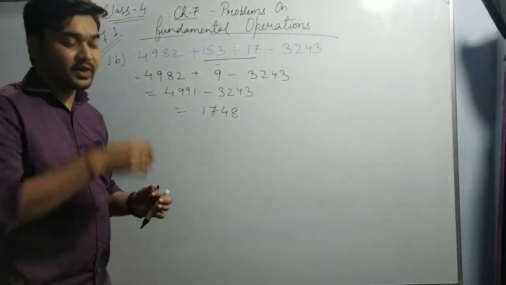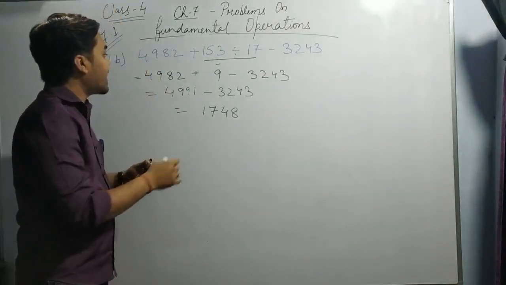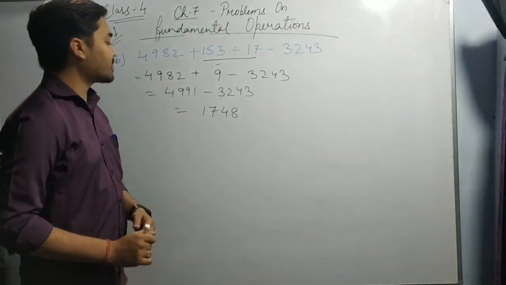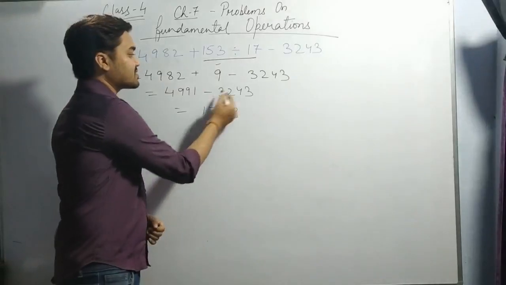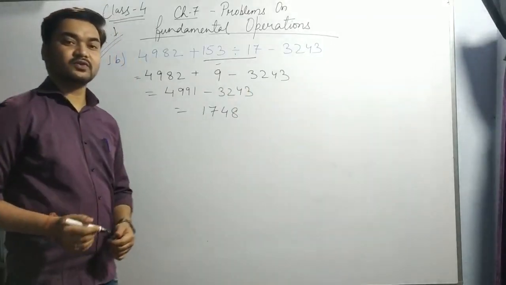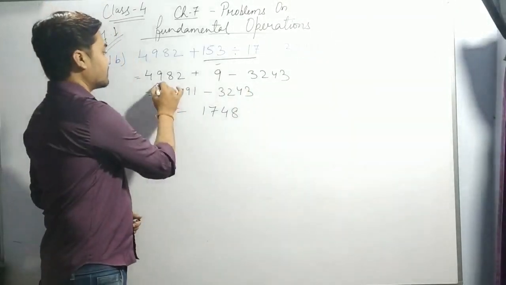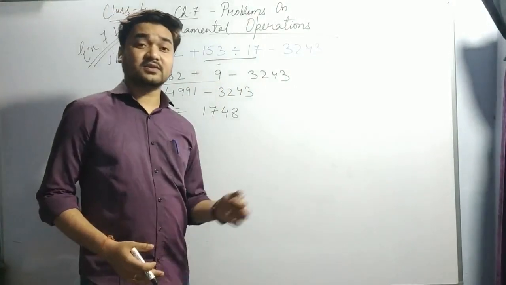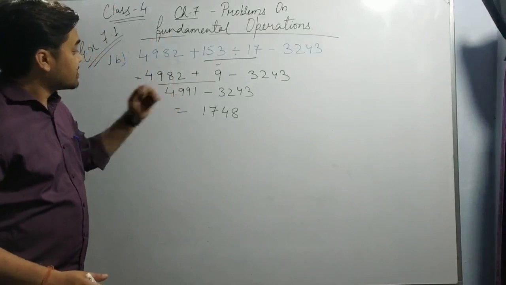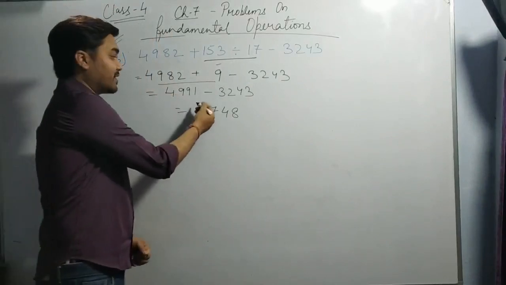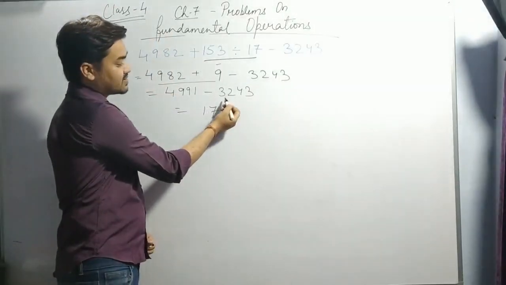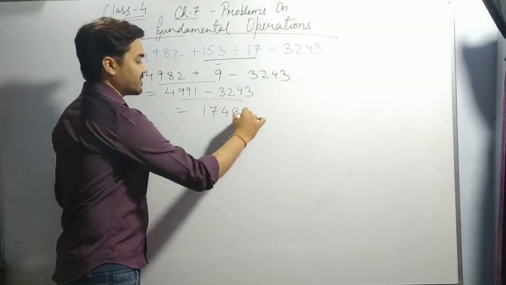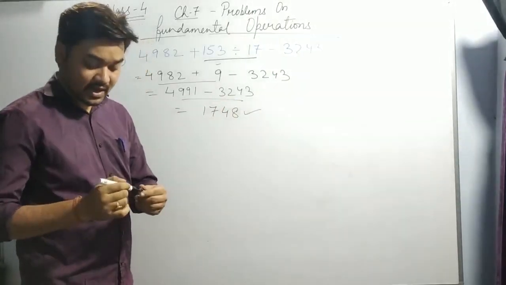So now we are adding. When we add 4982 plus 9, we get 4991 minus 3243. Okay, we are done with addition. Now the last step is subtraction. We have to subtract 4991 and 3243. When we subtract these two numbers, we get 1748 as our answer.